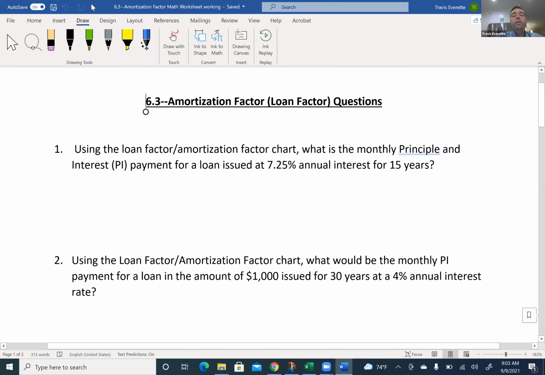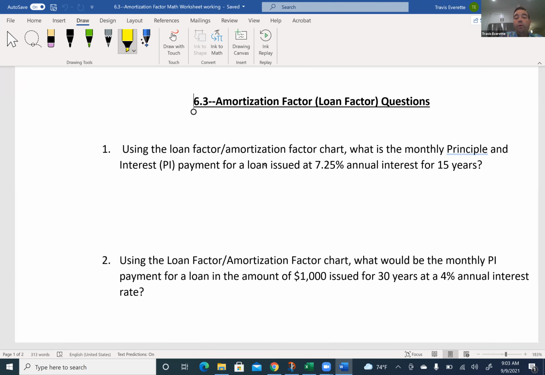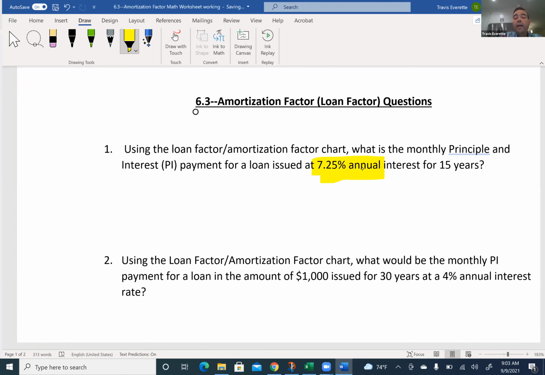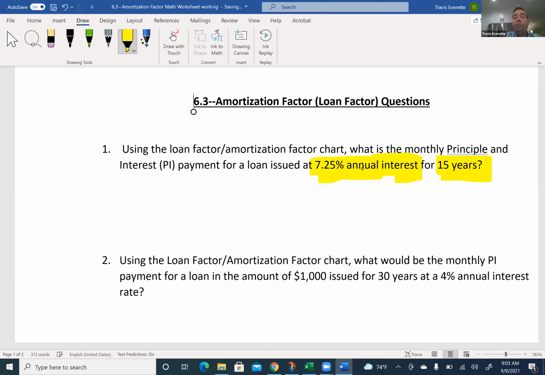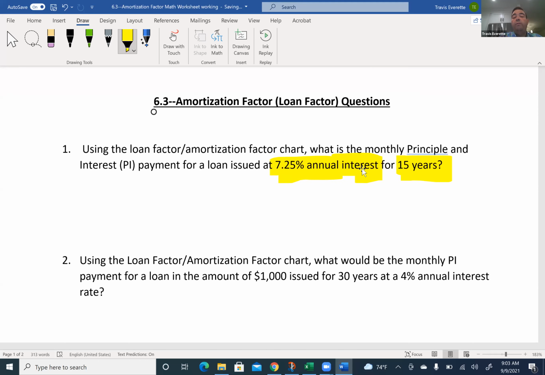Number one says, using the loan factor, amortization factor chart, what is the monthly principal and interest payment for a loan issued at 7.25% annual interest for 15 years? So they're not asking us to do anything with the number from the chart here. They just want to know, what is the number from the chart? Basically, can we read the chart? And so what we're going to be looking for is 7.25% annual interest and 15 years. Those are the two things that we're going to be looking for in the chart.